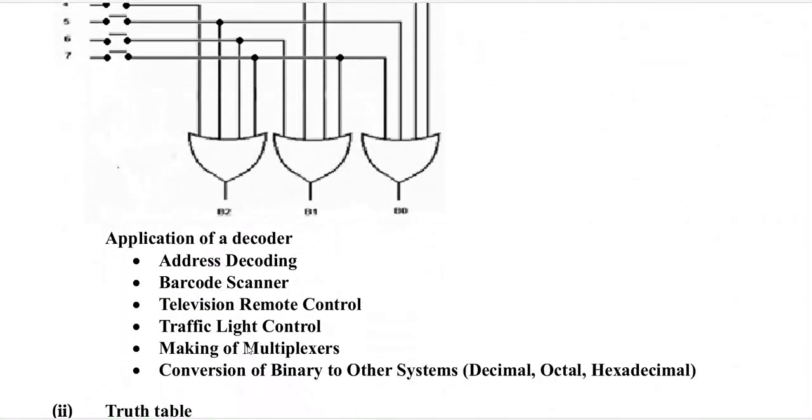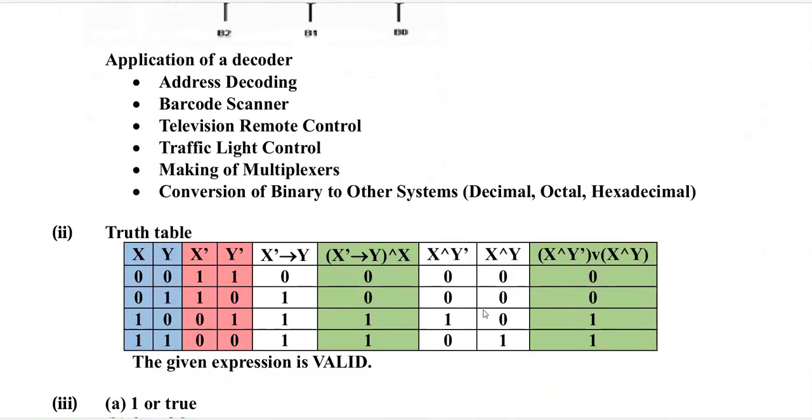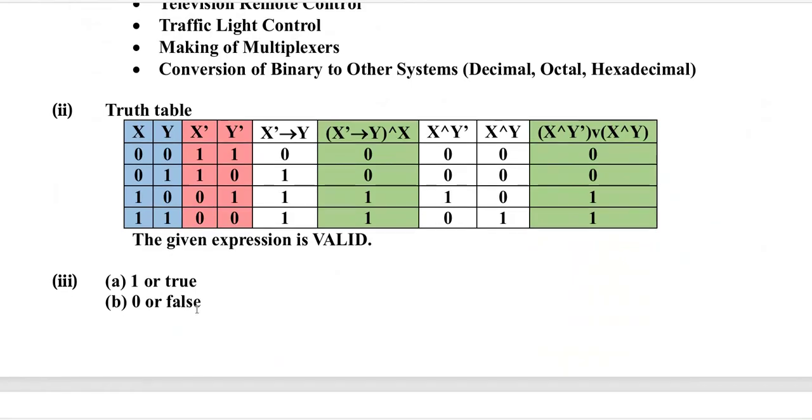Now, application of decoder, there are various applications of decoders: address decoding, barcode scanner, television remote control, traffic lights control, making of multiplexer, conversion of binary to other system. It is decoder. Truth table, that was asked, and it is a valid one. Finally, the logic gate, it is giving A as 1 or true, 0 or false.